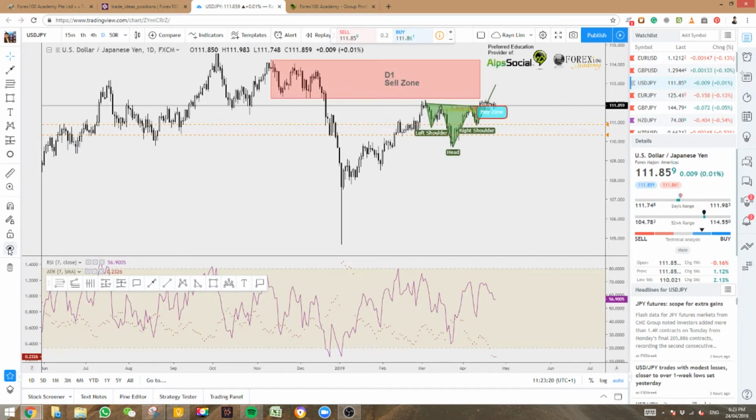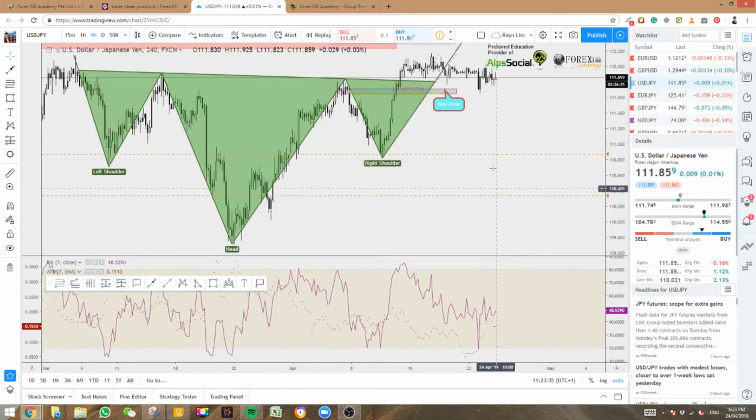So let me just share my analysis. Inverted head and shoulder. If you don't know what this is, fine. This big chunk over here is my sell zone, so I'm waiting for a reversal trading opportunity very soon. Head down to the 4 hour chart. I did mark in a buy zone.